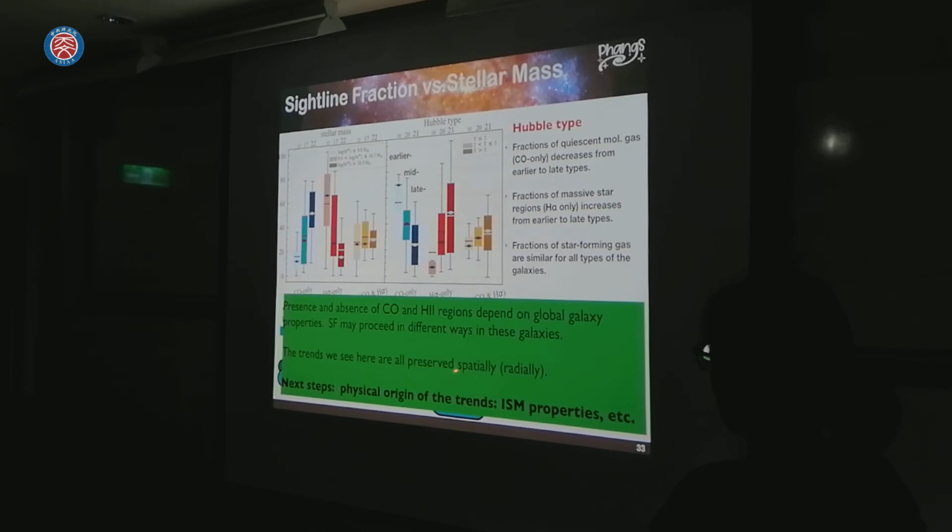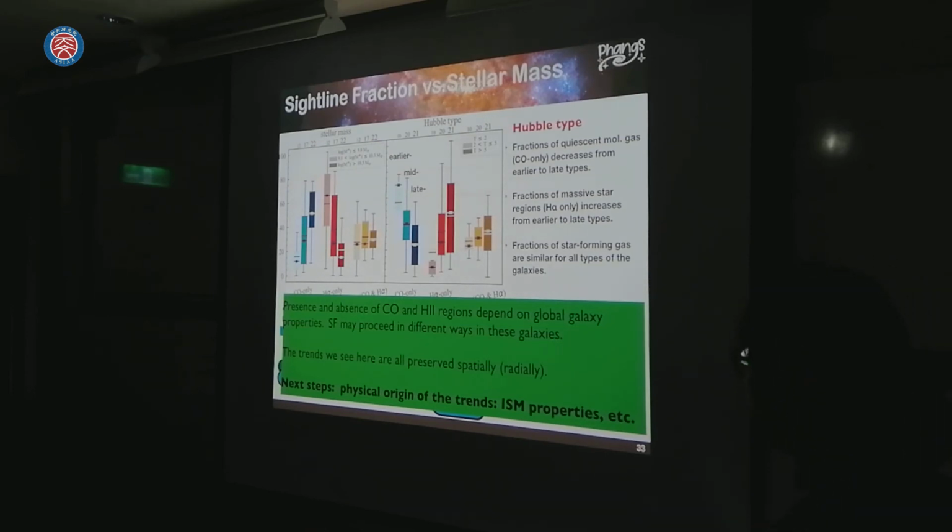So the next step is we want to know the physical origin of this trend. And maybe we can look into the ISM properties of these gases, like gas fractions or molecular gas fractions, gas fraction compared to stellar mass, or molecular gas fractions compared to HI mass.